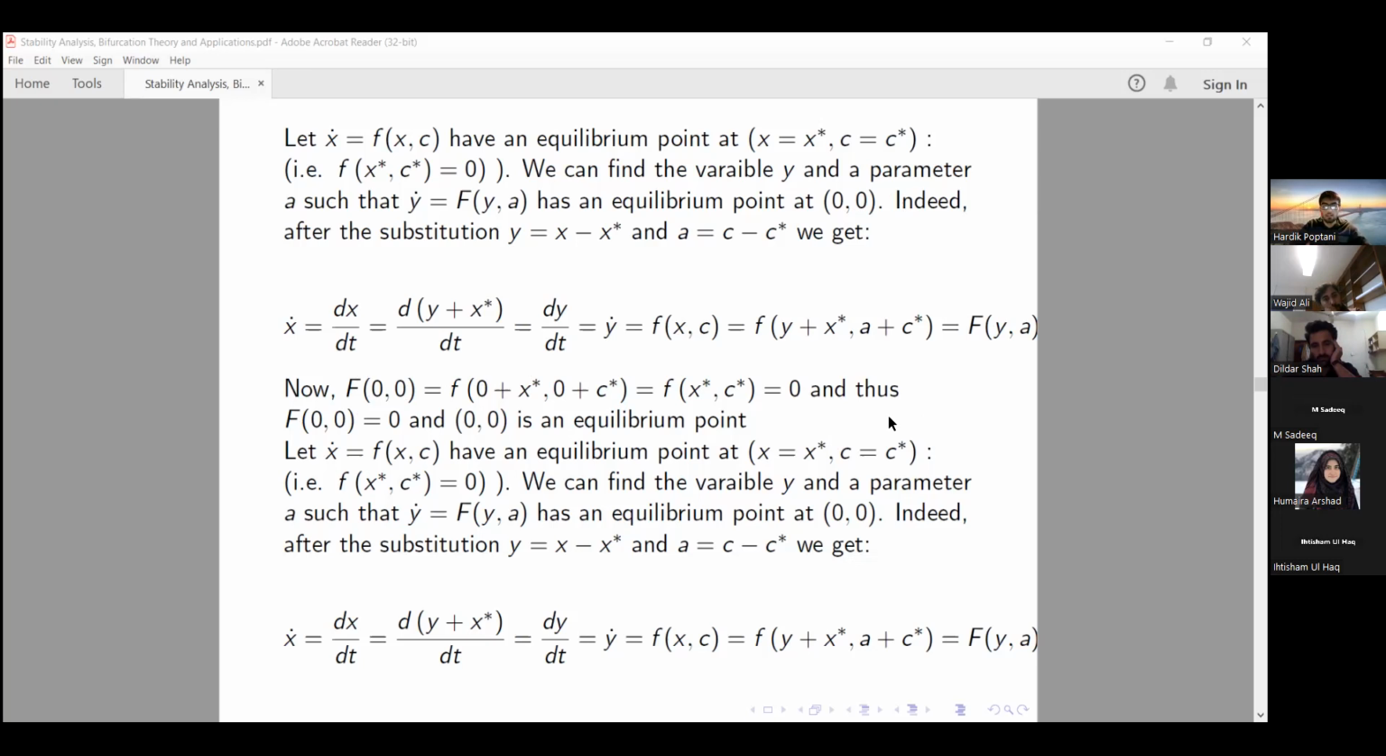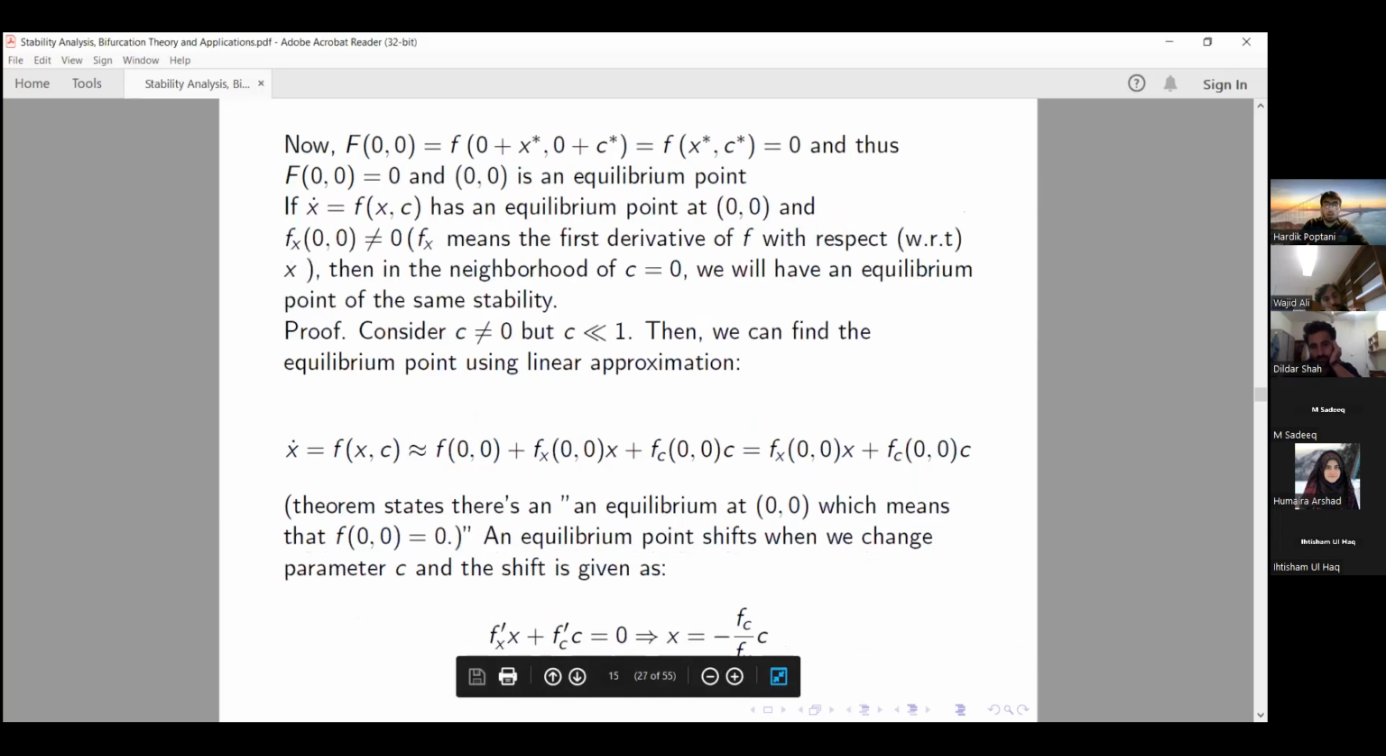So x dot equals f of x, c has another equilibrium point. Right, so now it has an equilibrium point at 0, 0, and the derivative of f with respect to x is not equal to 0, meaning the first derivative of f with respect to x. Then in the neighborhood of c equals 0, we can have an equilibrium point of the same stability. So coming to the proof, consider the parameter c is not 0, but it's very small.